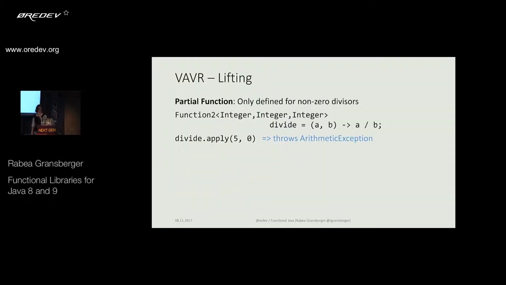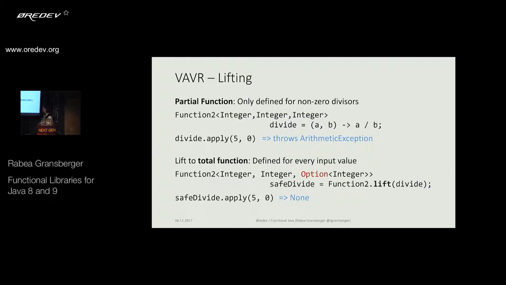You also have lifting, like I said previously. So what does lifting mean? We have partial functions. A partial function is a function which is only defined for some of the input values. So if you have a divide operation, for example, it's not defined for dividing by 0, because dividing by 0 won't give you back a result, it will give you back an arithmetic exception. So this is only a partial function because it's not defined for all the input values.